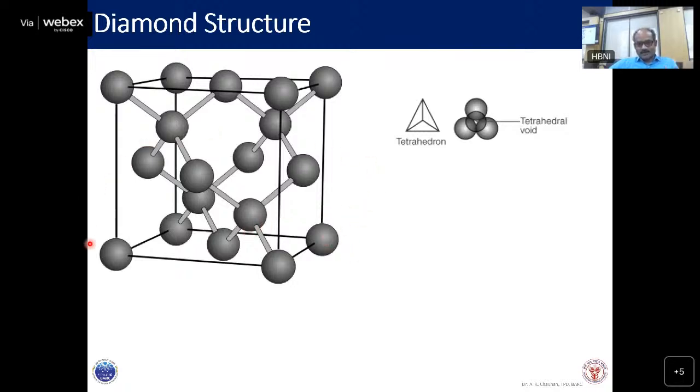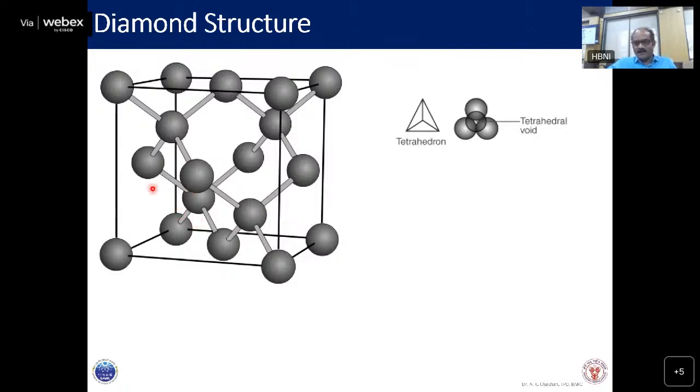Now, when you try to insert an extra atom in an FCC structure, which is ideally a very closed structure, we saw just two slides before that FCC is a close-packed structure. So when it is close-packed, how will you insert extra atoms in between two layers? Will there not be a strain?